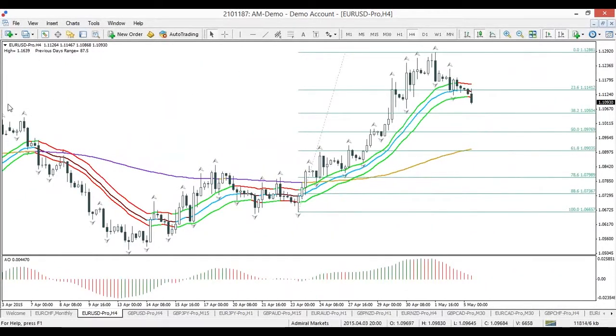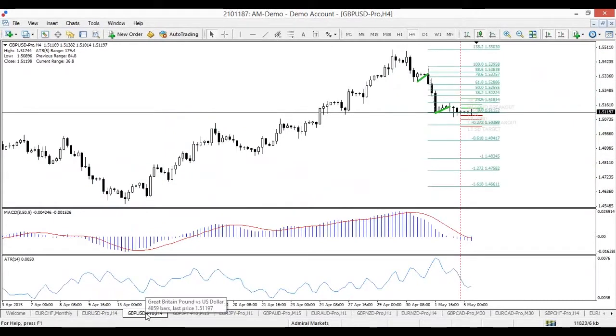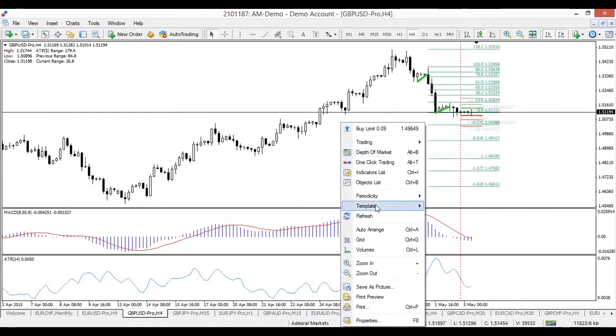I think that's really it from the euro dollar perspective, and I guess it's about time after about 40 minutes. But if you have any questions, let me know. Otherwise, let's take a look at the pound USD.